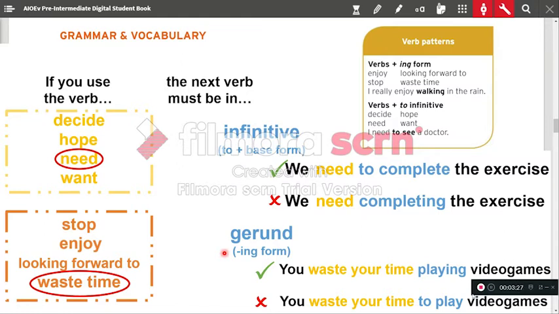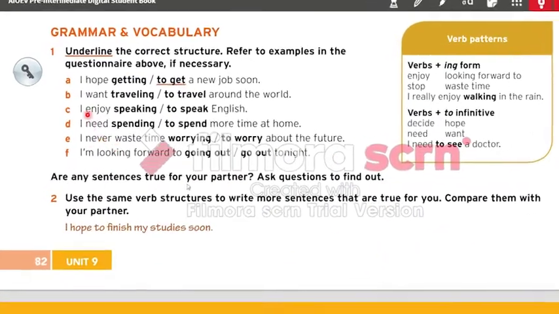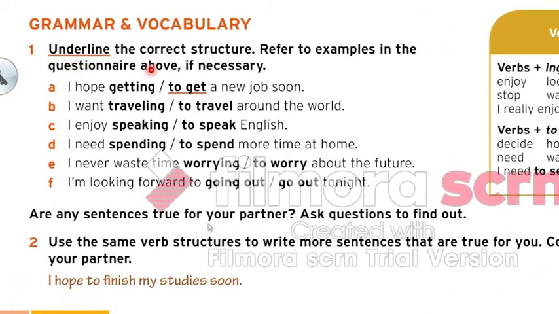Okay, now let's take a look at some exercises of this topic. The first one, they tell us: underline the correct structure, refer to the examples in the question area above if necessary. Let's see, for example, we say that if you use the word hope, the next verb has to be in infinitive. That's why it's I hope to get a new job soon. So choose the correct option from these sentences, and when you finish, we're gonna check them.